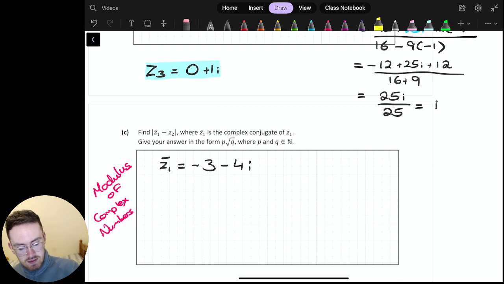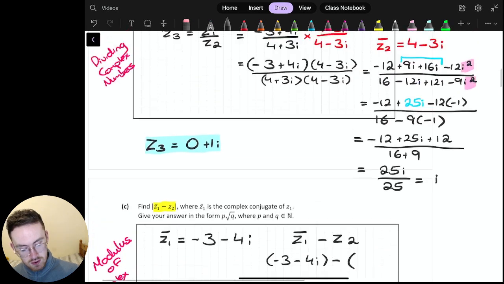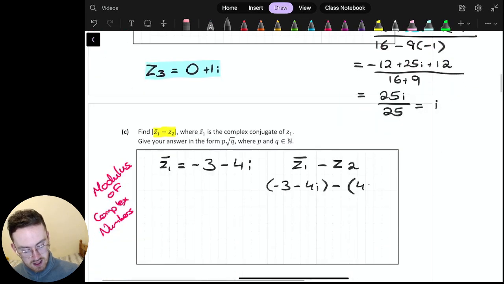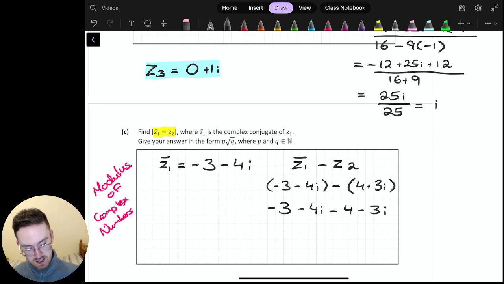Now let's just take this middle bit. So I'm doing the complex conjugate of z1, which we just worked out, minus z2. z2 we worked out earlier was 4 plus 3i. That was given to us in the question. Do you see the way I'm using brackets here? That's to make sure when we're subtracting this that we don't accidentally make a mistake. So minus 3 minus 4i minus 4 minus 3i. Let's simplify that down. We get minus 7 minus 7i.